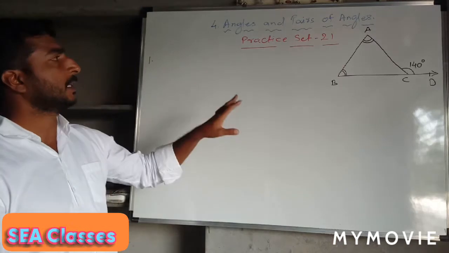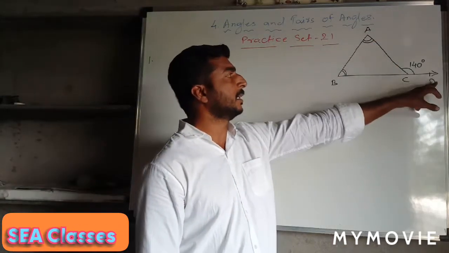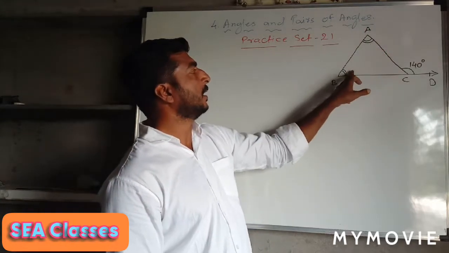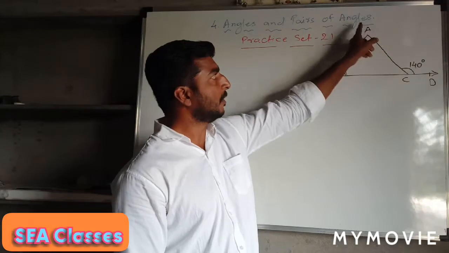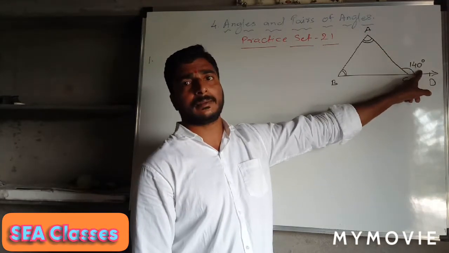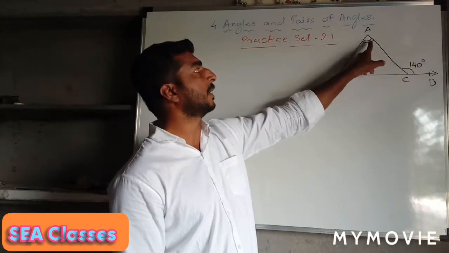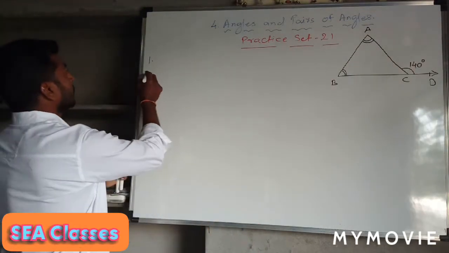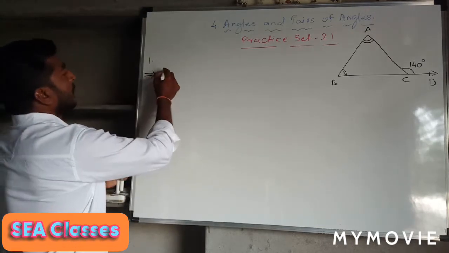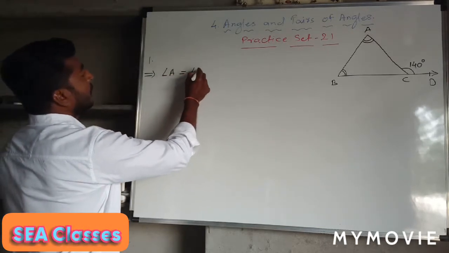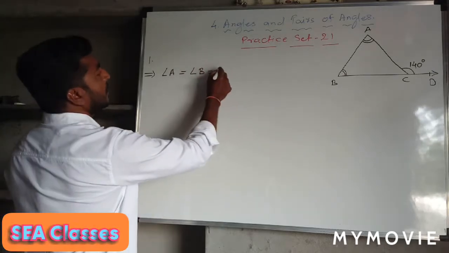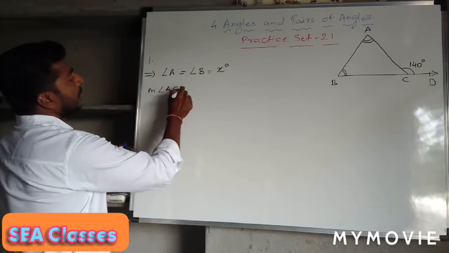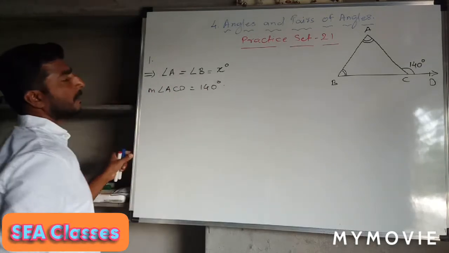So the first example is given that there is an external angle ACD of triangle ABC, and in this triangle angle A and angle B are given equal, and the measure of angle ACD is given 140 degree. The question is that you have to find the measure of angle A and angle B. Now you will see, so what is given here? Angle A is equal to angle B. So we will take it as x degree, and measure of angle ACD is equal to 140 degree.